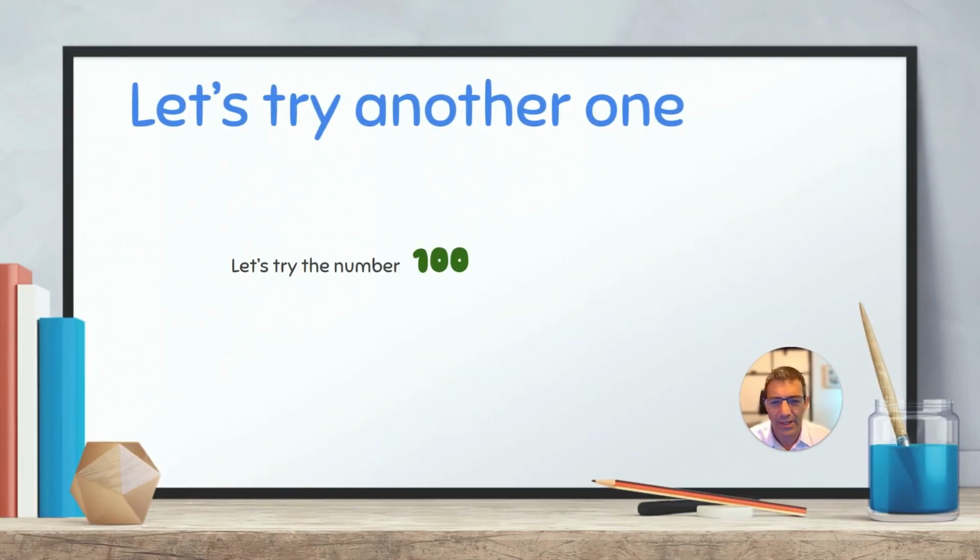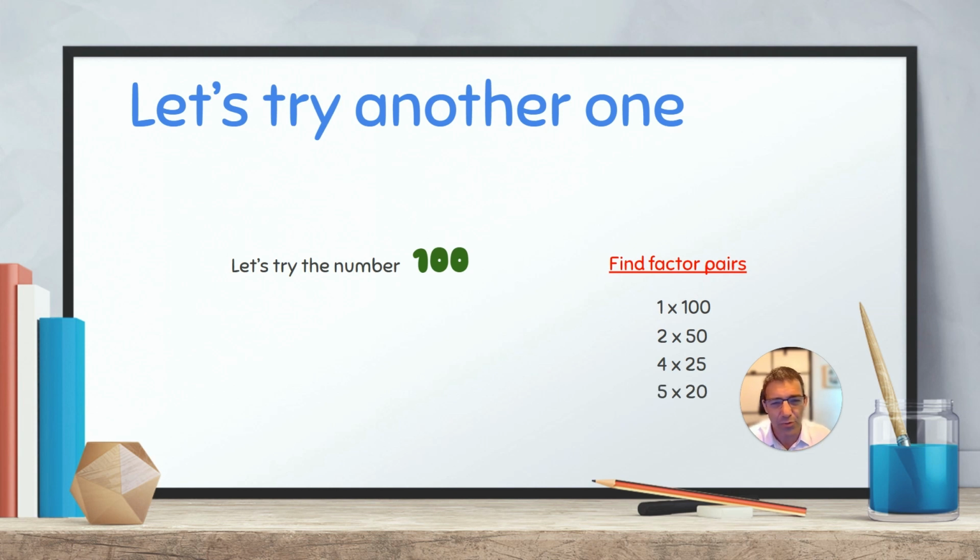So if we try another one here, let's look at the number 100. Again, if we look at the factor pairs, we'll have 1 times 100. And if we go up a little bit, 2 times 50. 3 is not going to be a factor of 100. 4 is, so we have 4 times 25. And then we'll have 5 times 20.